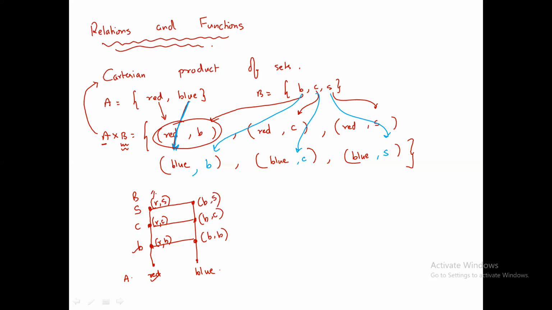R means red. Instead of writing red, I have written it in short. B means blue. Instead of writing blue, I have written it in short. So that diagrammatically also I can represent.